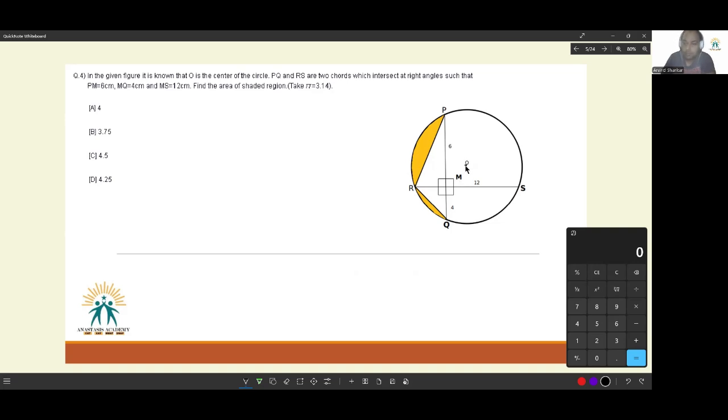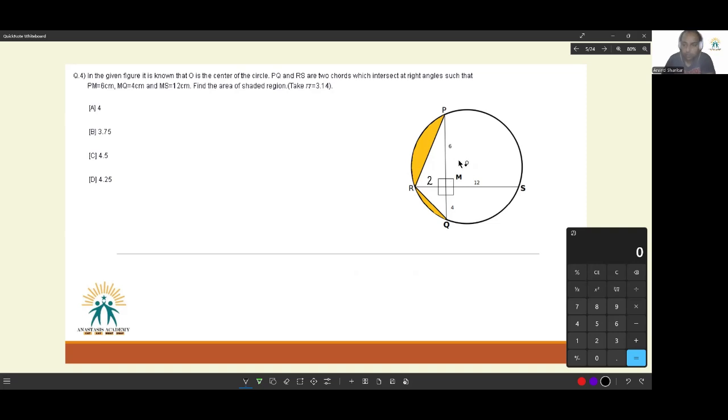First thing, these are two intersecting chords. PQ and RS are two intersecting chords. So 6 into 4 has to be equal to 12 into the missing number, and therefore that missing number has to be 2. The product of two parts that are created after intersection of chords, their product is identical.